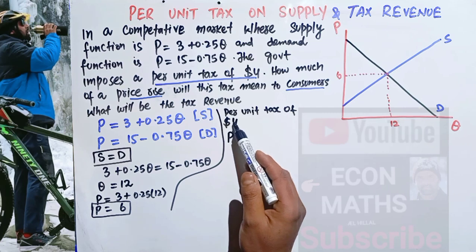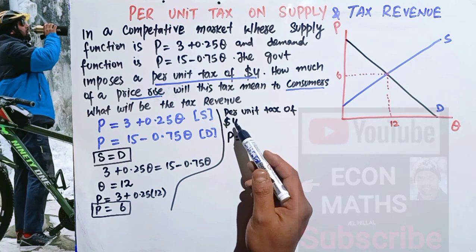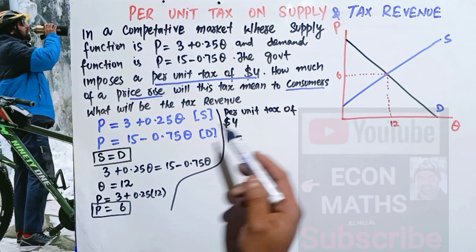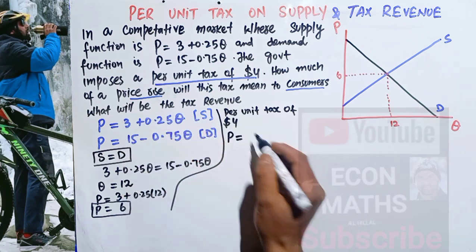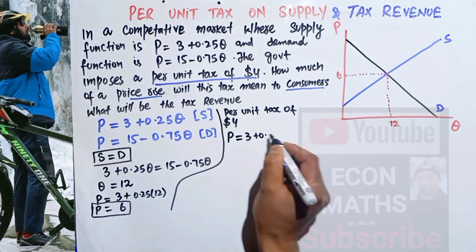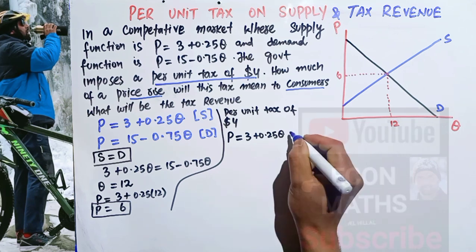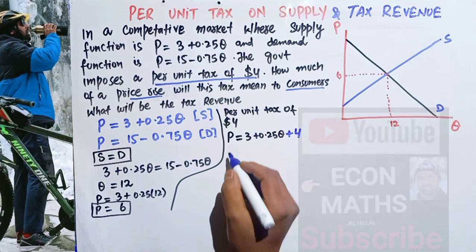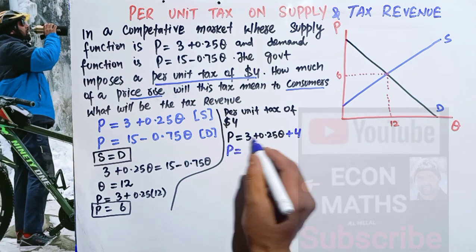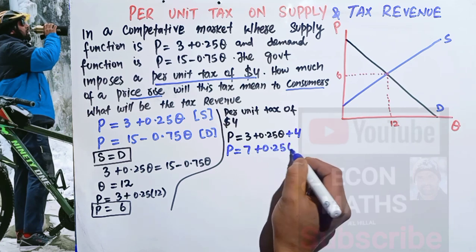So new supply function will be P will be equal to, when per unit tax of $4 is being imposed, the suppliers will charge a price that is old price plus the amount of tax. So this is our supply function, that is 3 plus 0.25 Q plus the tax amount. So tax is being charged as $4. That means new supply function will be 7 plus 0.25 Q.